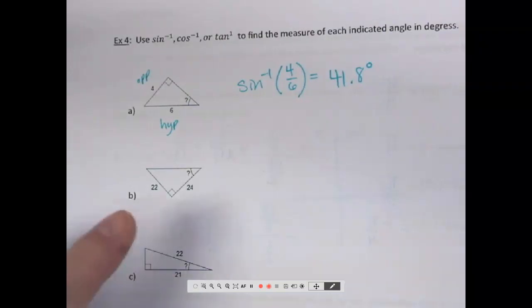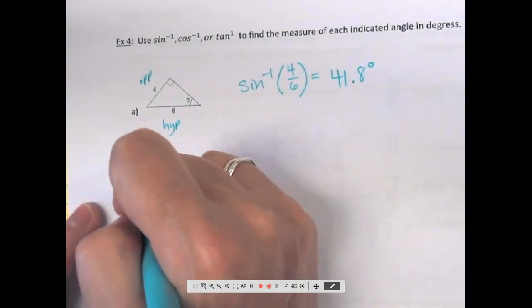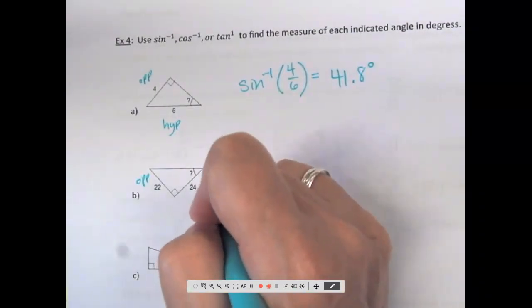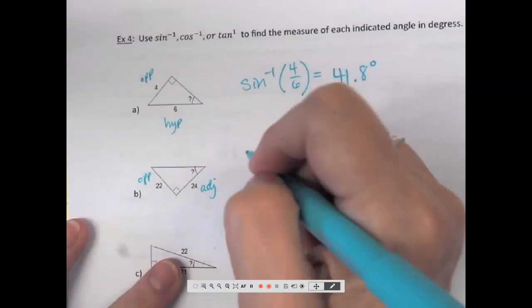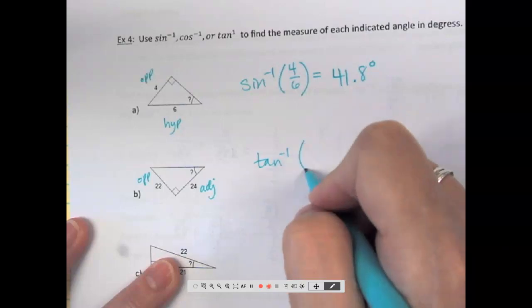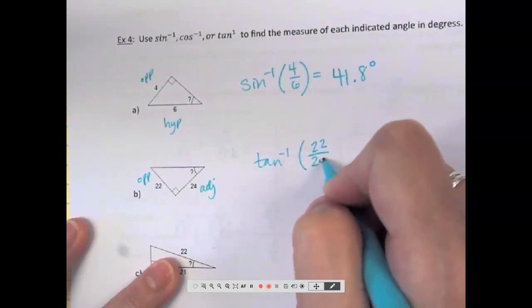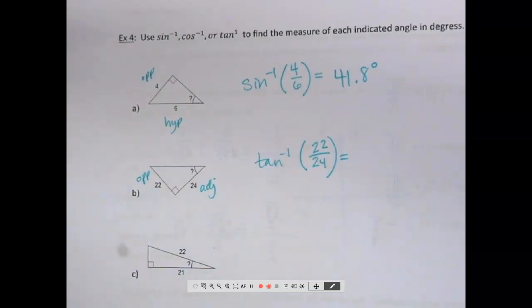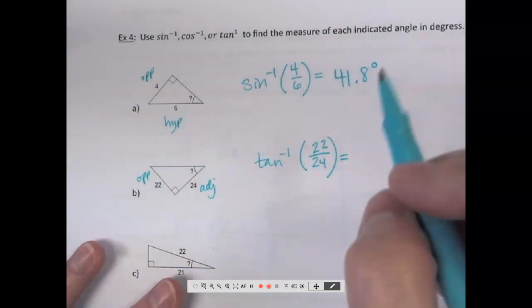Okay, so looking at theta, where the question mark is, side 22 is the what side? Opposite. Side 24 is what? And what uses those? Tangent. So I'm going to say tangent inverse. There is an angle whose tangent is 22 over 24. And I'll let the calculator tell me what that angle is. What'd y'all get? 42.5.